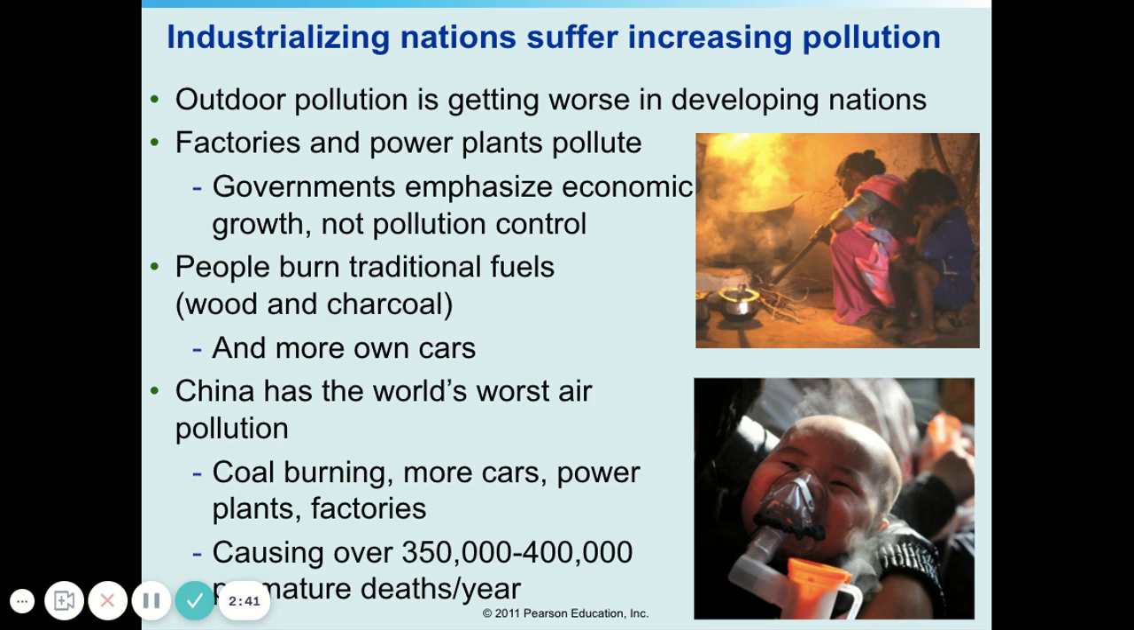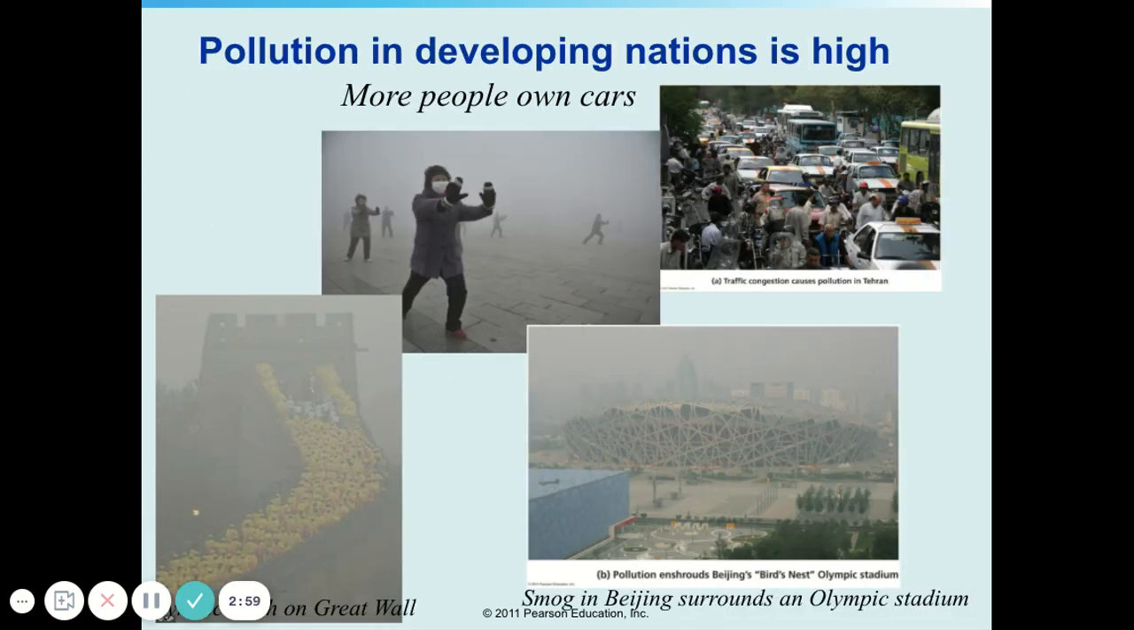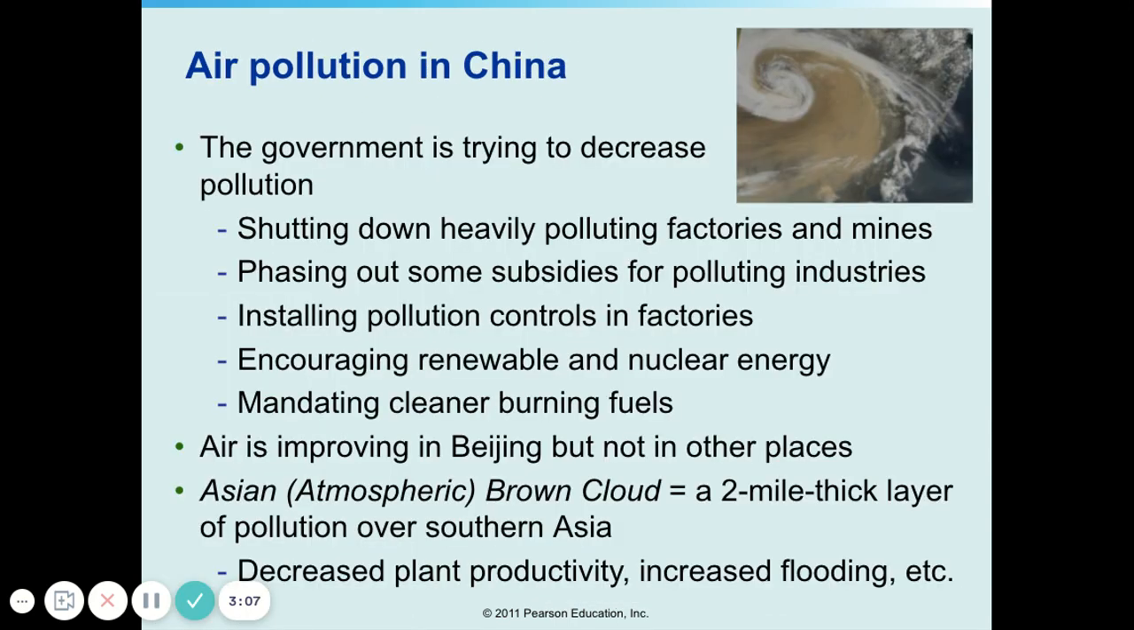Industrializing and developing nations are suffering from an increase in outdoor air pollution because while their industry is growing, their traditional fuels are still being used to heat their homes and to cook, things such as wood and charcoal. China has the world's worst air pollution, and many deaths result every year from it. Coal is the cause of 75% of the deaths in China. The Chinese government recognizes this air pollution problem, and they've started instilling stricter regulations, but the mass of pollution over China is called the Asian brown cloud.